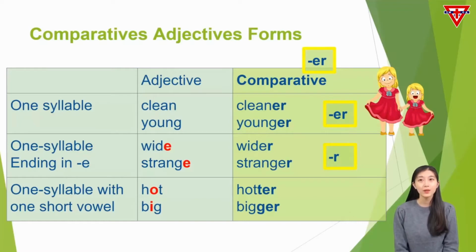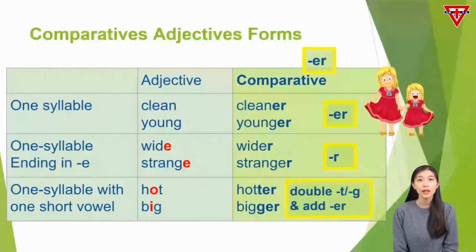In the third row, for a one-syllable adjective that has a short vowel between two consonants, we will double the consonant and add er to make it a comparative. For example, big has a short vowel I, so we need two G's at the end. Big becomes bigger with two G's.